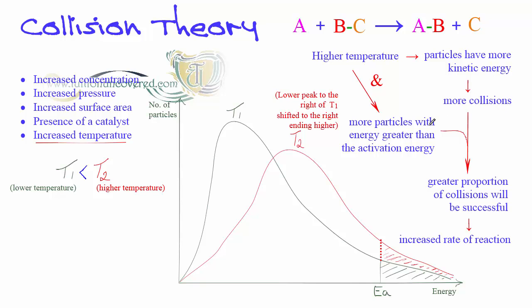So when describing the effect of temperature on collision theory, we say, at a higher temperature, particles have more kinetic energy, there are more collisions, and more particles have energy greater than the activation energy. Together, this leads to a greater proportion of collisions being successful, increasing the rate of reaction. I hope that's made clear sense.